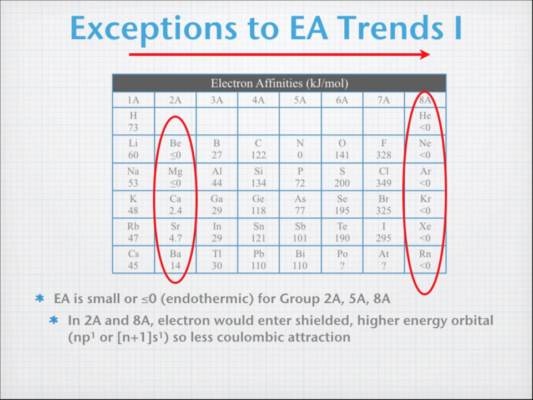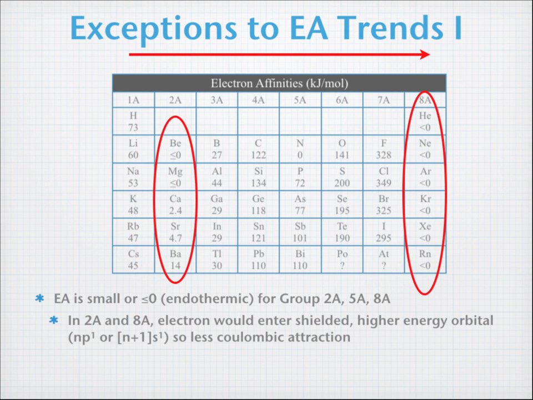So when you're taking a 2A element and putting an electron into that atom, like beryllium or magnesium, those are s2 elements. And so that next electron is going into a p orbital. That p orbital is higher energy and is better shielded by the s electrons of the element. And so there's no real advantage, no real stability, in putting an electron into that higher energy orbital. And indeed, it often does take some energy to put that electron in.